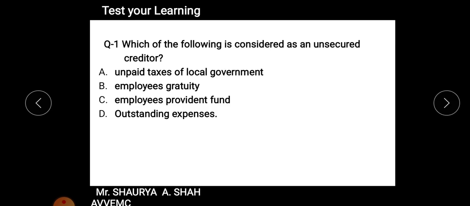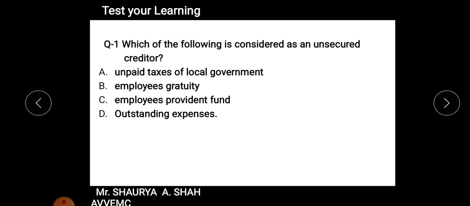Fine. Moving on. Testing your learning, what we have done today. Which of the following is considered as an unsecured creditor? You have 5 seconds to think the answer in your mind. You can note down if you want, but I just want the answer. Which of the following is considered as an unsecured creditor? Unpaid taxes of local government, employees gratuity, employees provident fund, or outstanding expenses? Choice is yours.